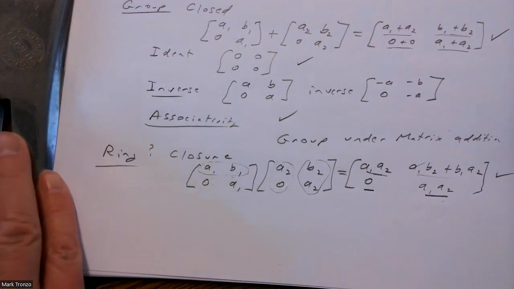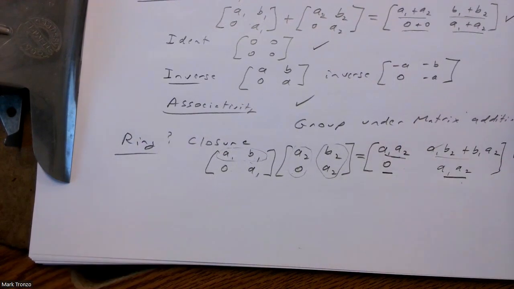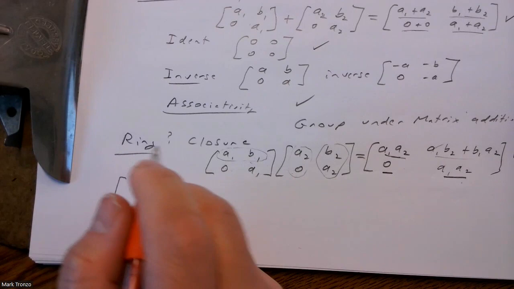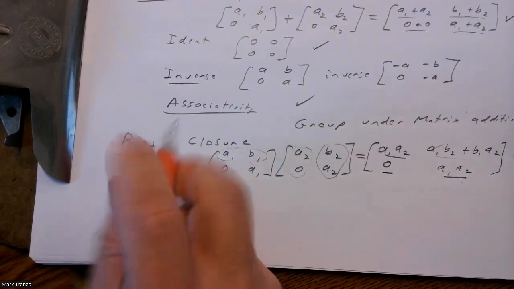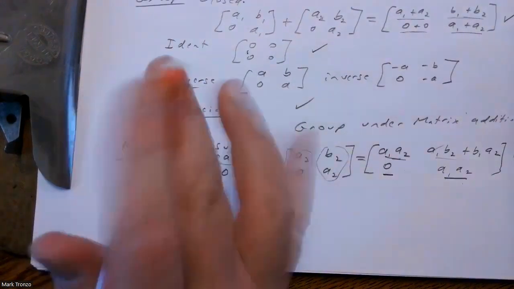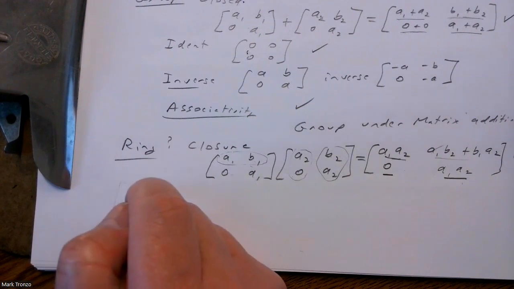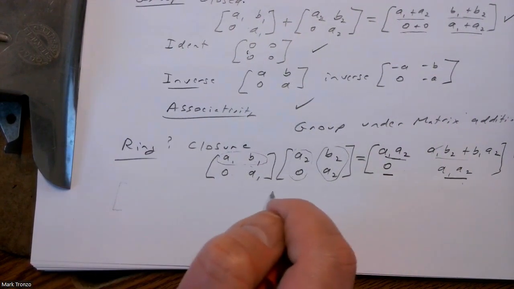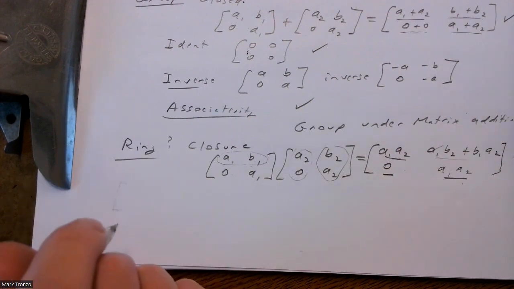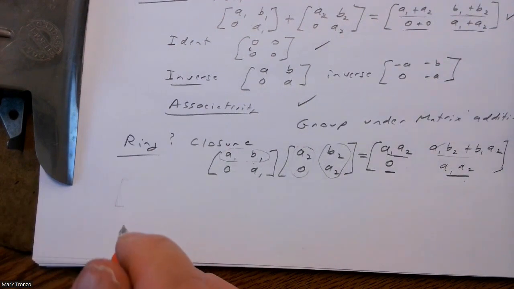Now let's see. The next question would be, is this a commutative ring? So let's see, excuse me, there are some other things we have to do, sorry. We have to do associativity, and then we also have to do distribution.